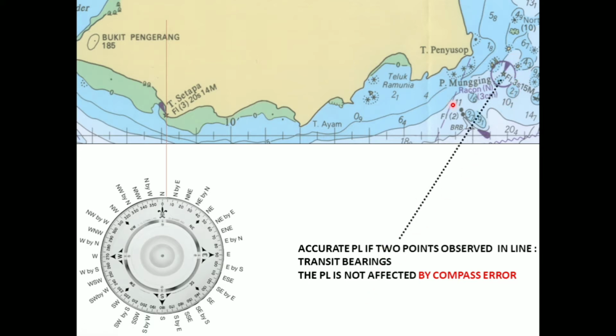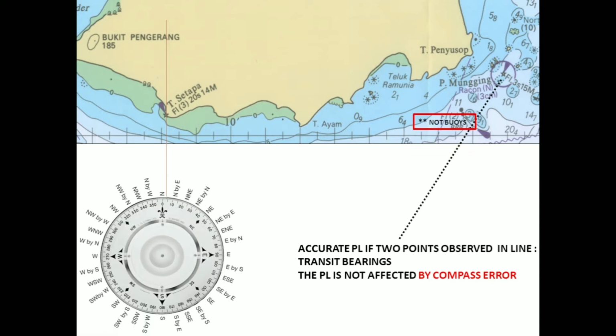Here I have just taken these two. They can be in a straight line only here. If I move here, they will not be in a straight line. So a transit bearing would not be affected by any of your compass factors. Compass error will not play any role, of course. Your observation would. So the most accurate bearing possible is the transit bearing.